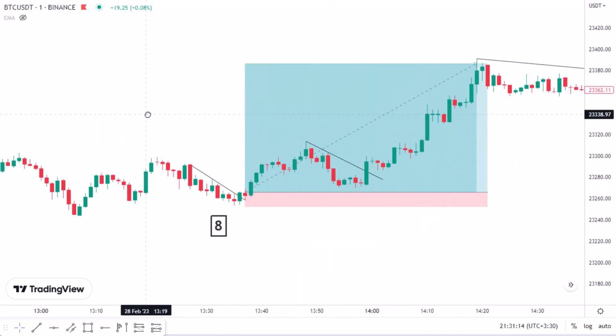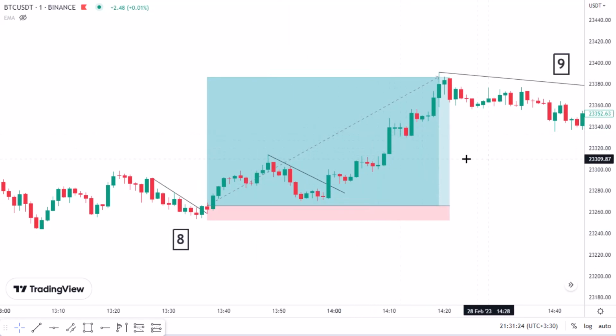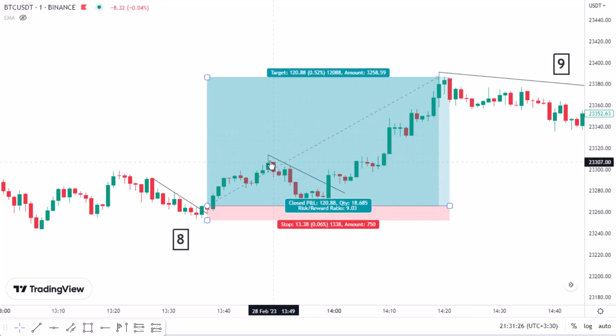Moving to the next position, we have a trend line here with 3 touches. On the first time it breaks it with this green candle, we enter the buy position, set our stop loss, and it gives us a reward of 9. You could also enter the position on this trend line too.